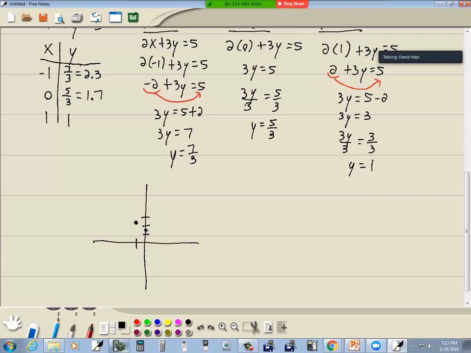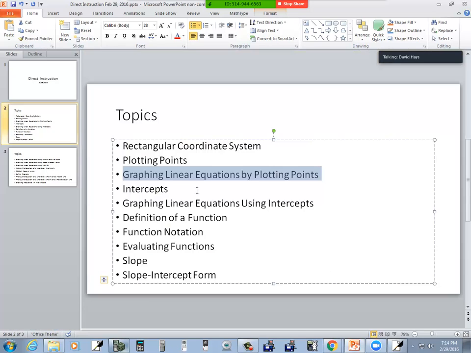0, 1.7, it'd be about right there. And then 1, 1, be about right there. And then you draw a line through them, and that would give you your graph. Now that is graphing linear equations by plotting points. There's another method that involves finding the intercepts. So let's take a look at how to find the intercepts.